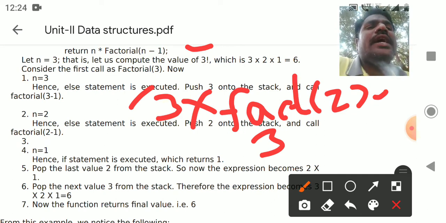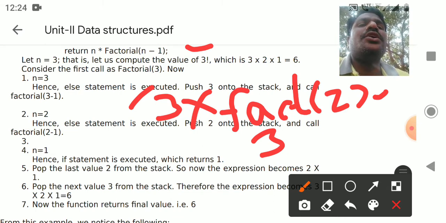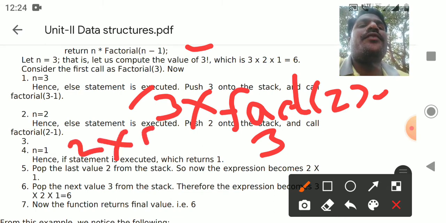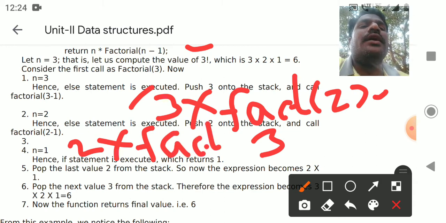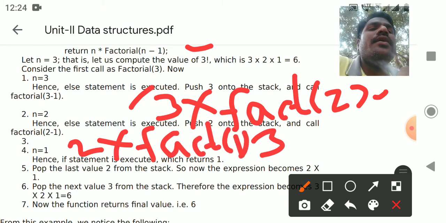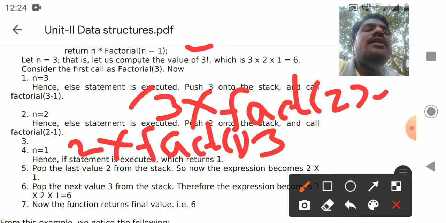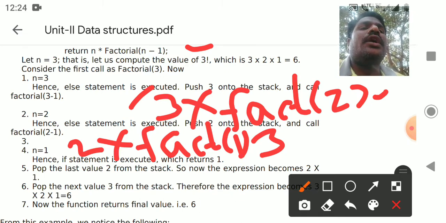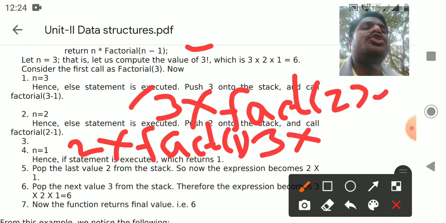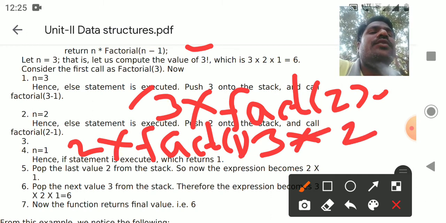Now, again fact of 2. What is the n value? 2. Is 2 less than 1? No, again the else statement will be executed. In the else statement the function call is 2 into fact of 1. Again there is a function call, so that n, 2, will be pushed into the stack. Now, again the function calls fact of 1.